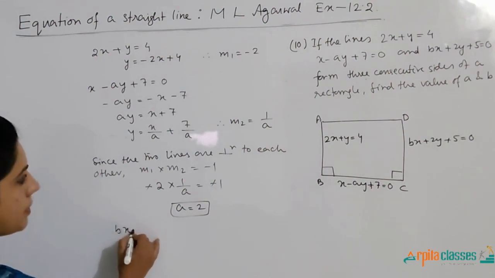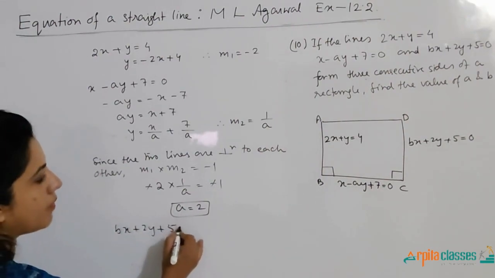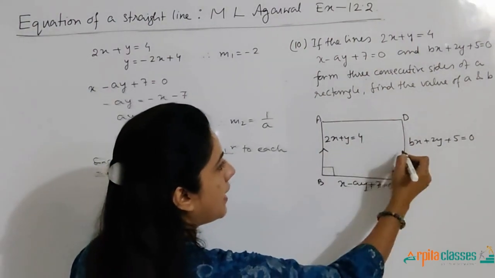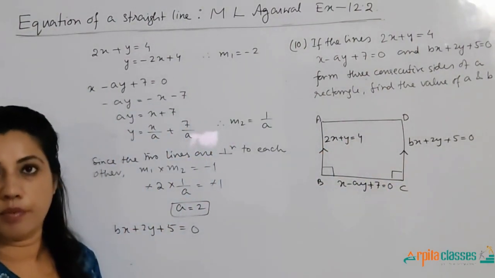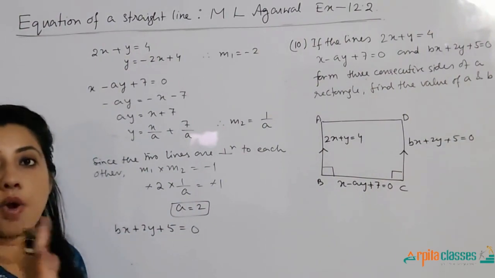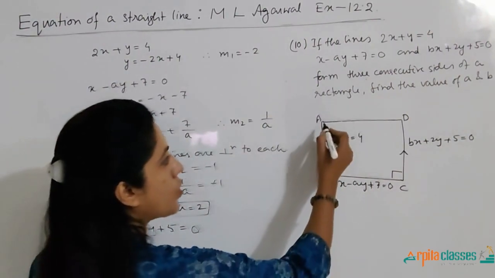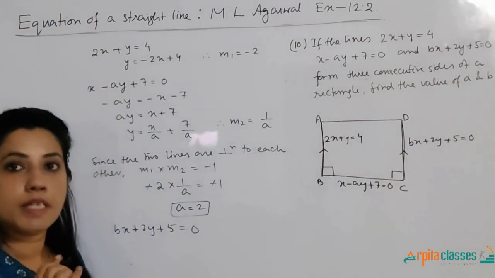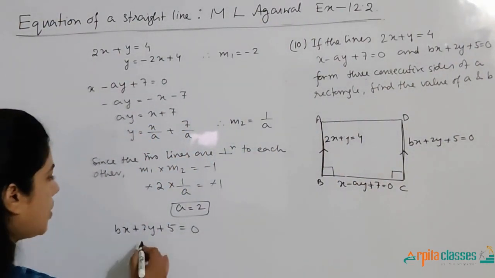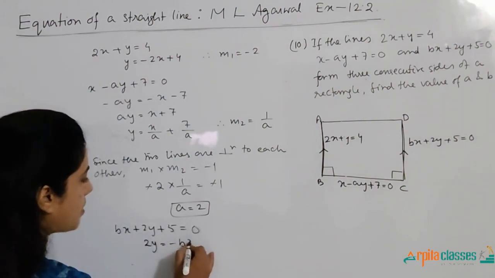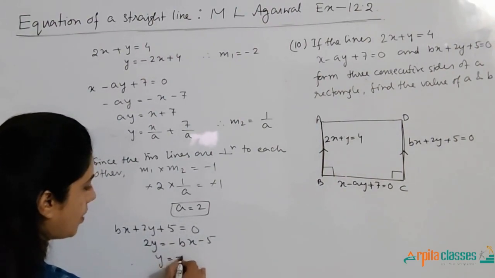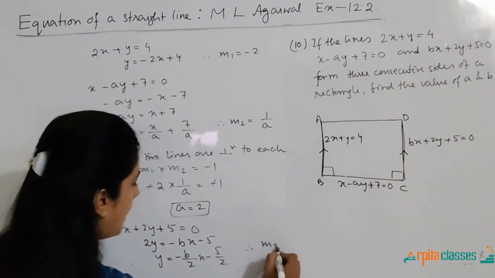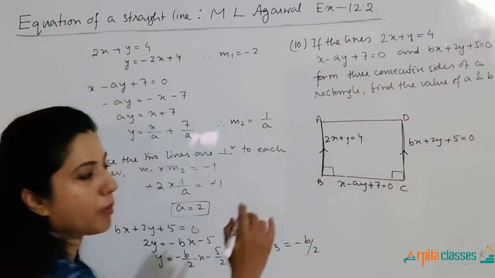Now let us see the third equation. The third equation is bx plus 2y plus 5 is equal to 0. And we can also see that this line and this line are parallel to each other. This is another criteria for rectangle, that opposite sides are parallel to each other. So the slope of AB will be equal to the slope of CD. We can use this criteria over here. So 2y is equal to minus bx minus 5 or y is equal to minus b upon 2 x minus 5 upon 2. From here we get m3 is equal to minus b upon 2.